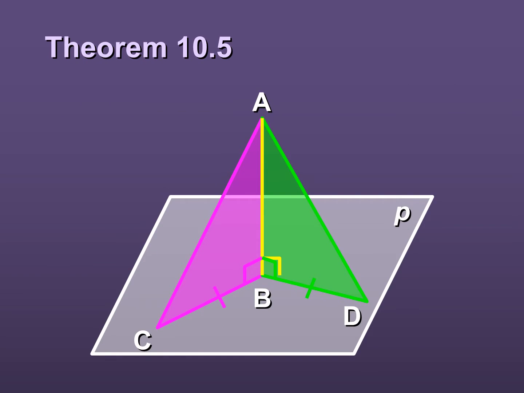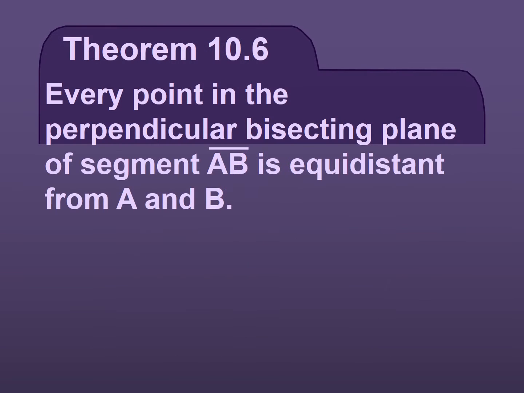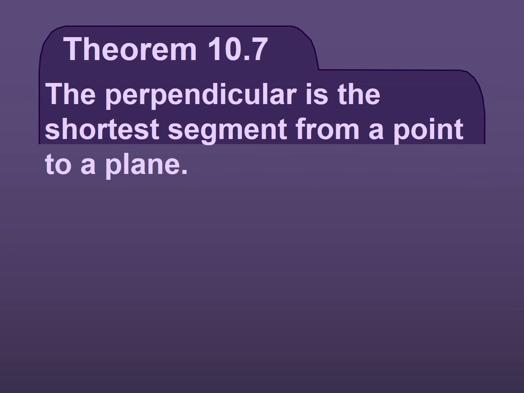So here's an example of that. So again, it said that this was congruent to this. So therefore, next theorem. Every point in the perpendicular bisecting plane of segment AB is equidistant from A and B. The next theorem says that the perpendicular is the shortest segment from a point to a plane.